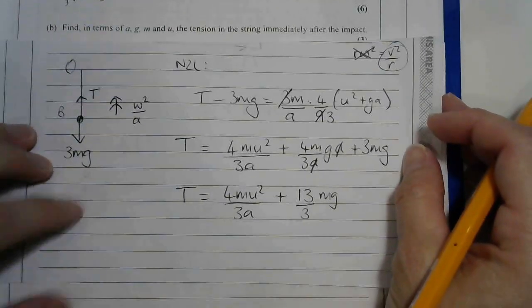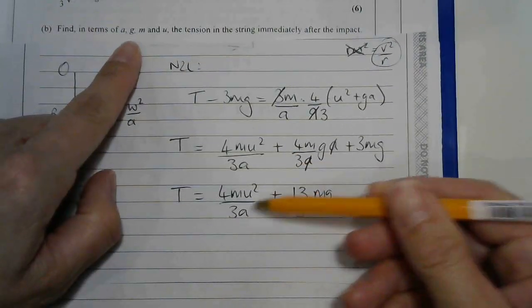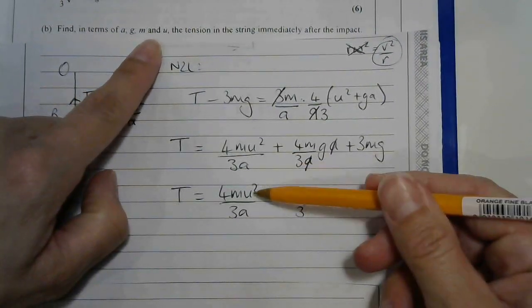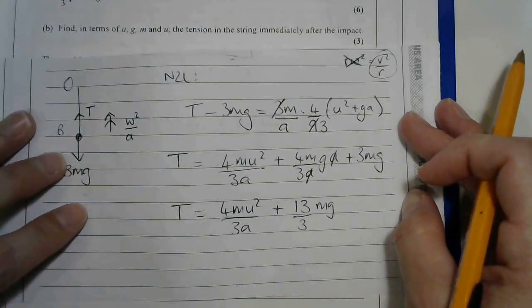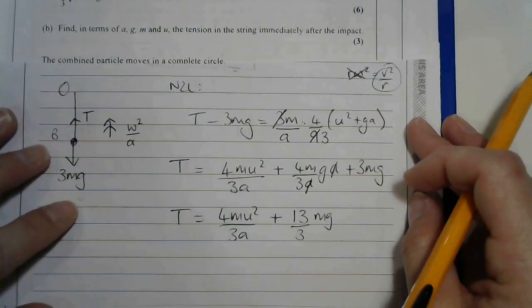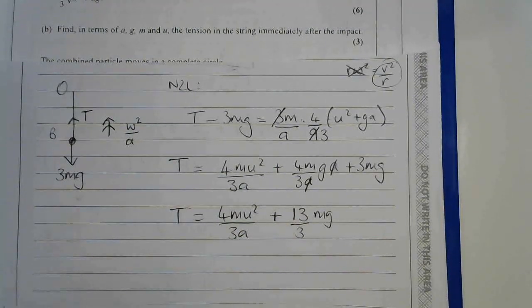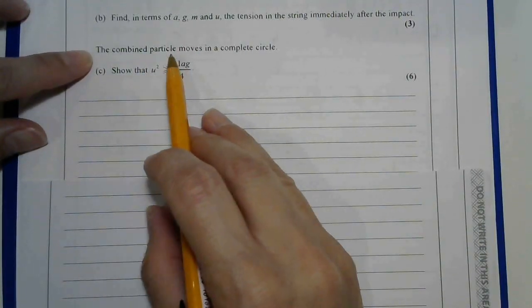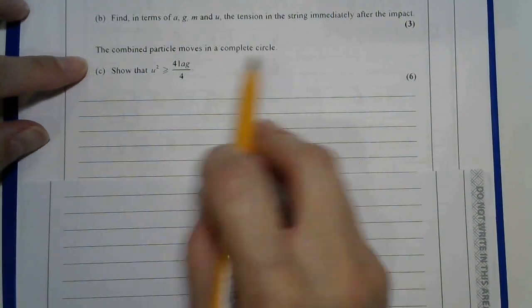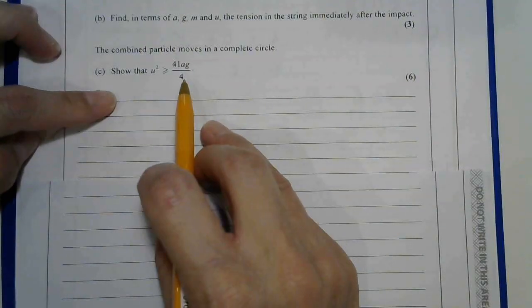So have I done what they said? In terms of a, g, m and u, find the tension immediately after the impact. Okay, so that's part B, which is worth 3 marks. In the last part of the question, it then says the combined particle moves in a complete circle, show that u squared is greater than this thing.